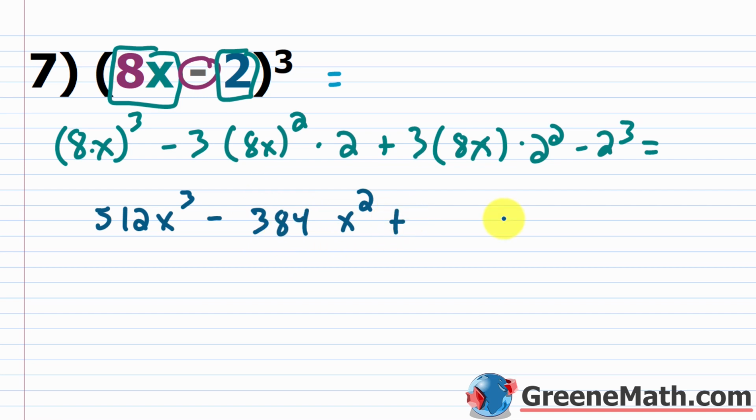And then plus, now you have 3 times 8x times 2 squared. 2 squared is 4. So let me write this out. So 3 times 8 times 4 times x. 3 times 8 is 24. 24 times 4 is 96. So this would be 96x. And then minus 2 cubed is going to be 8. So this would be our answer. Of course, this formula is something that can give you a lot of trouble with memorization. It's something you just need a lot of practice with. So we get 512x cubed minus 384x squared plus 96x minus 8.